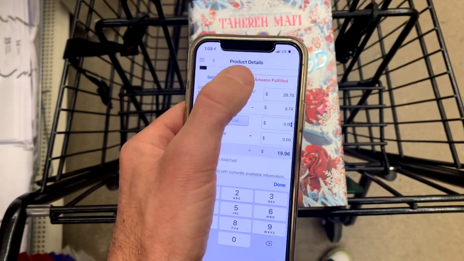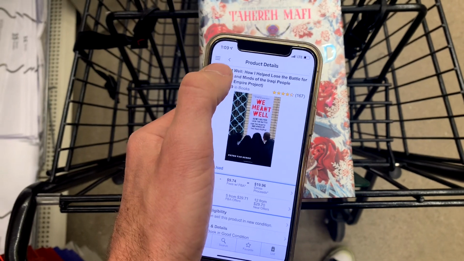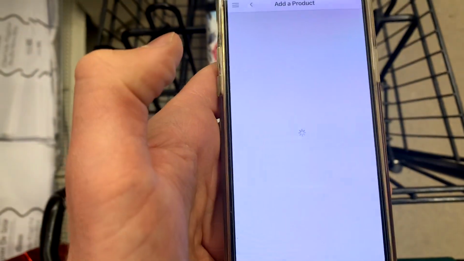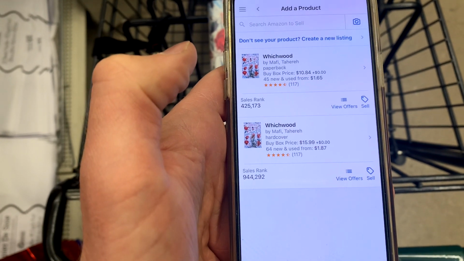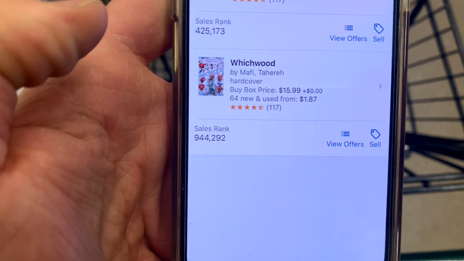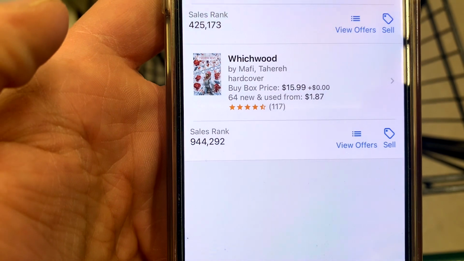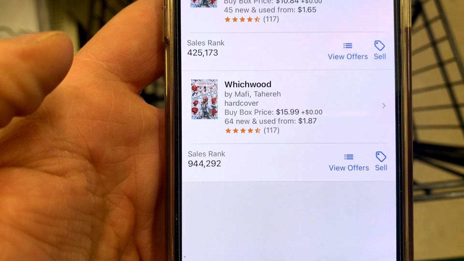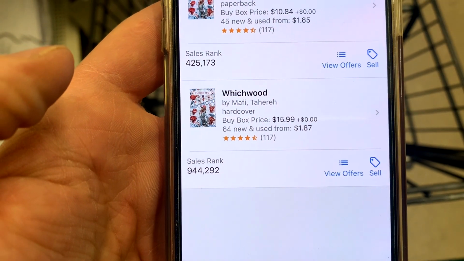So I'm going to take the Amazon seller app and I'm going to scan the cover because I need two hands to do the back UPC. And you can see here, it's a hardcover book and the sales rank is 944,000, which is acceptable. Anything under 1 million is considered a decent rank for books.